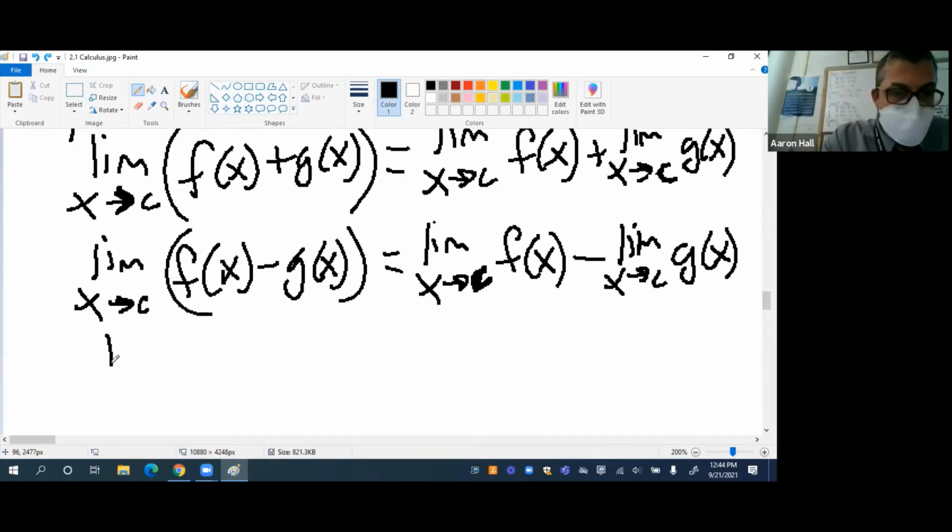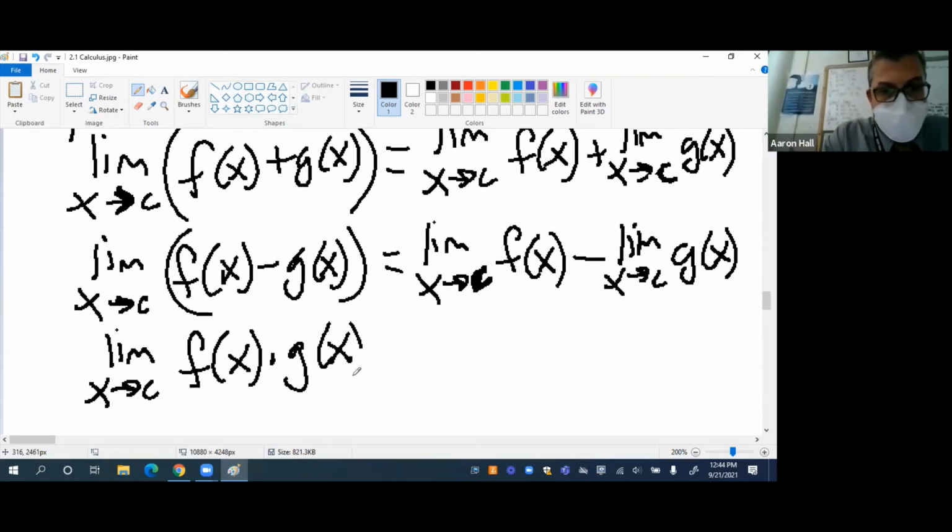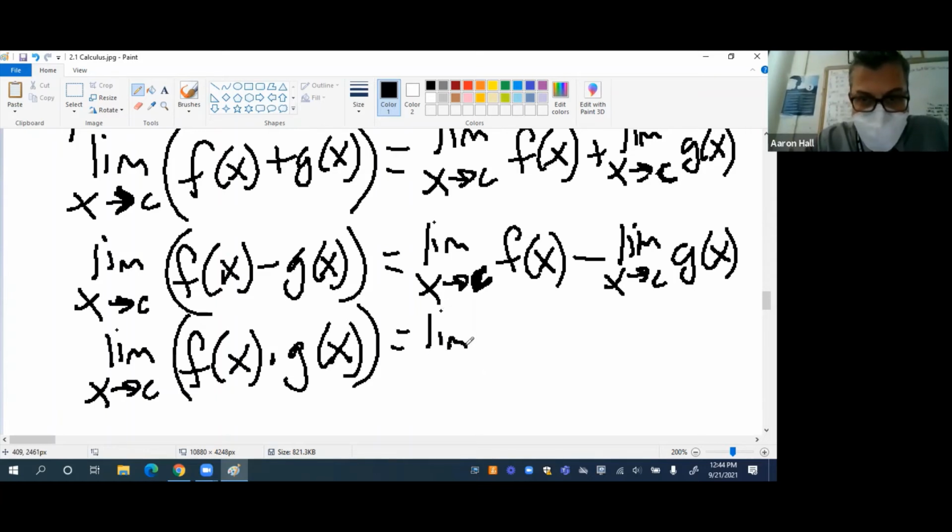All right, what about this one? We have the limit as x approaches c of f of x times g of x. The limit of the product of two functions is the product of their limits. Okay, I do not have those memorized. I'm impressed that you do. I'm actually more impressed that some of you listened when I said I think it's a good idea to watch the videos before you come to class.